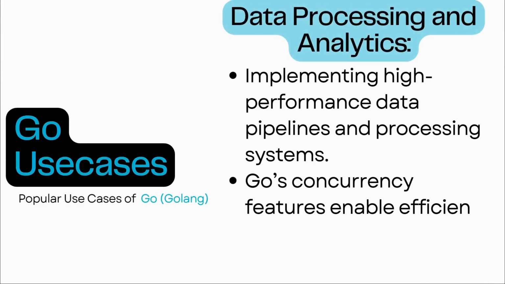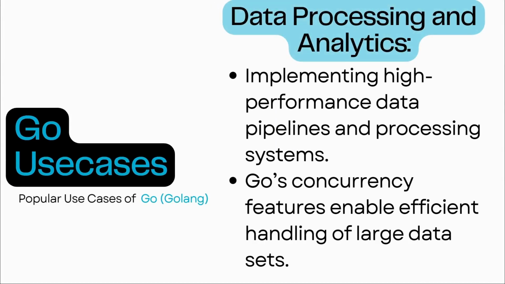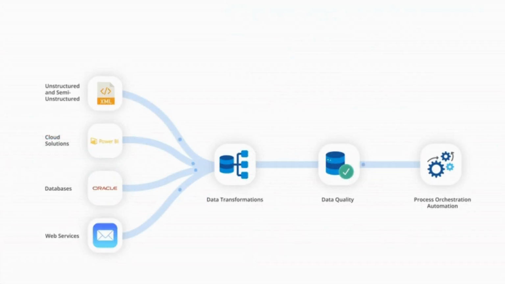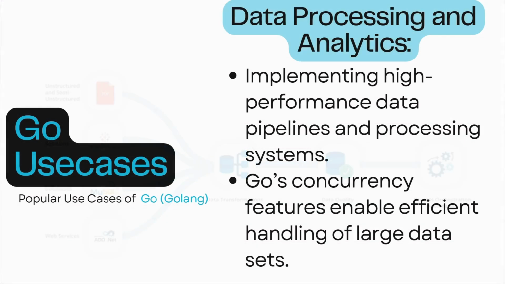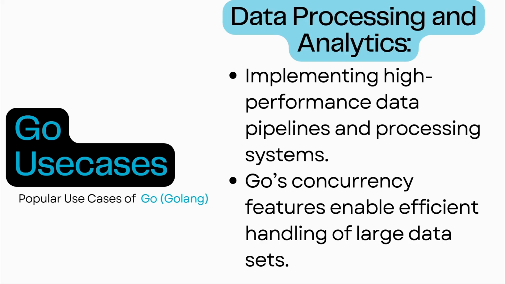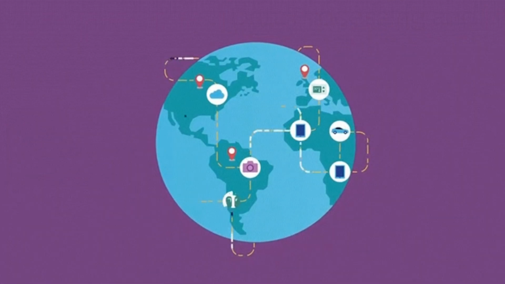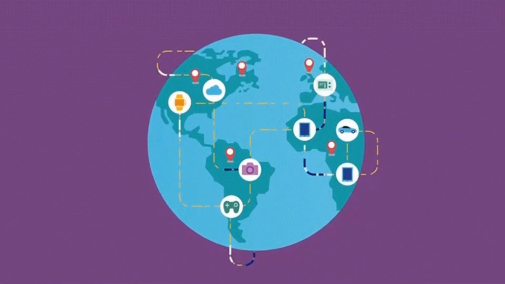And here comes data processing and analytics. Go's concurrency features, which we discussed in the introduction video. Go is a concurrent programming language, so it supports concurrent programming, right? This feature will help in implementing high performance data pipelines and processing systems. What do you mean by data pipelines? A data pipeline is a series of steps that move and transform data from one system to another system. Here we are saying we are trying to implement high performance data pipelines, that means pipelines which can handle large volumes of data quickly and efficiently.